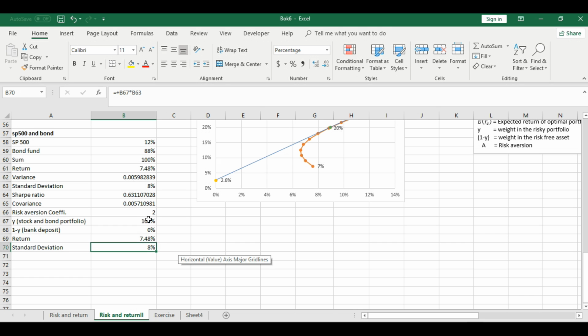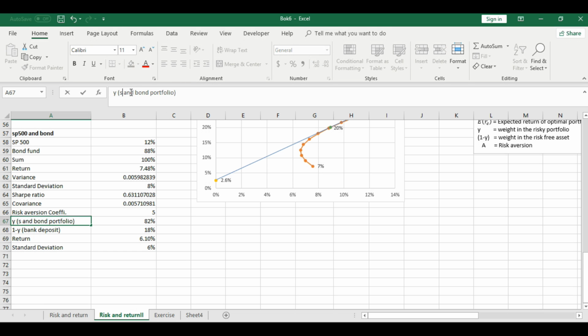We can increase the risk aversion coefficient. With the risk aversion coefficient as 5, you will deposit more in the bank deposit, 18% in the bank deposit and 82% in the stock and bond, the S&P 500 and bond fund portfolio. This gives 6.10% expected return and 6% standard deviation.